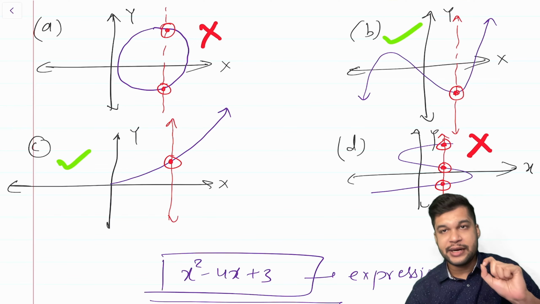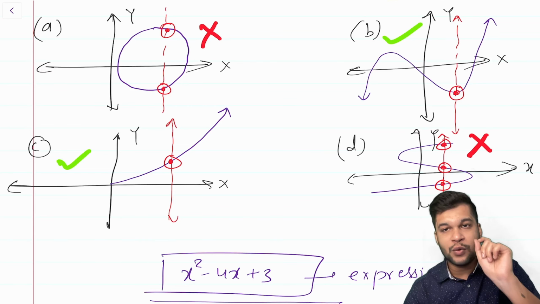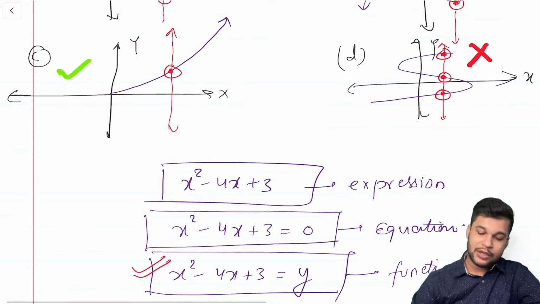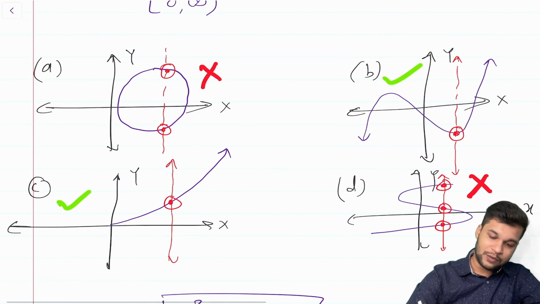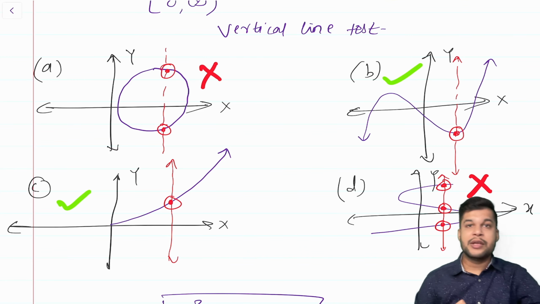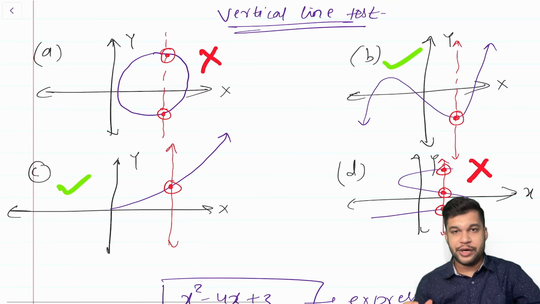So what does the vertical line test say? Draw a vertical line anywhere on the graph. If you get 1 and only 1 point of intersection, then it's a function, else it is not a function. Okay. So that's how you check if it's a function or not, using a vertical line test. So what do I call it? If you want, I can write it down. You call it the vertical line test. Okay. So this is how you check if it's a function or not. I hope you understood it.